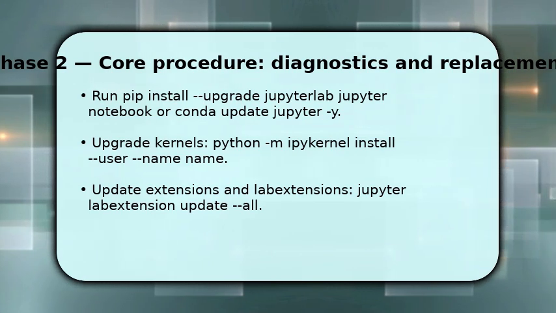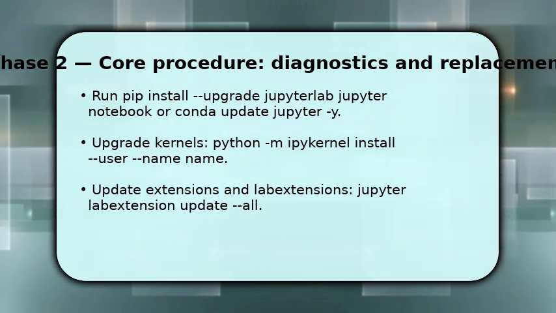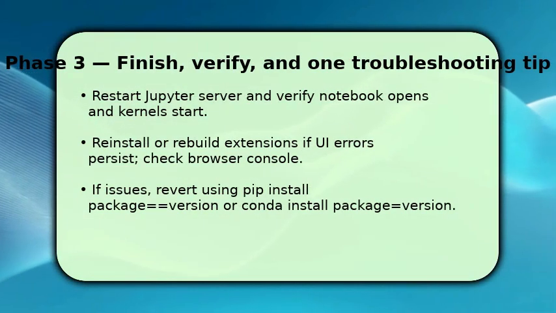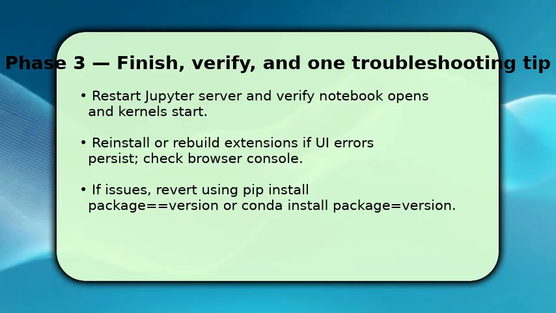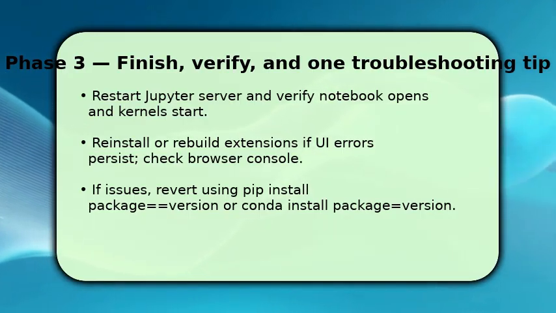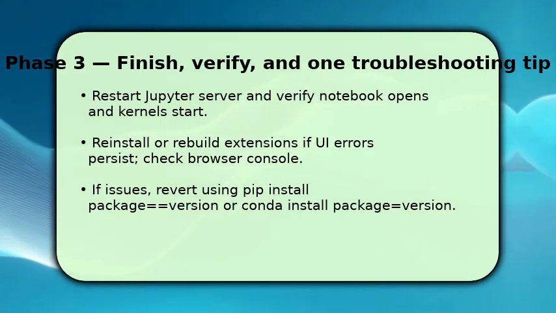You finish by restarting the Jupyter server and testing a notebook. Open files, start kernels, and run a simple cell. If extensions or UI elements fail, rebuild them and clear browser cache. Check the browser console for errors. Make sure to confirm kernel paths match your activated environment.